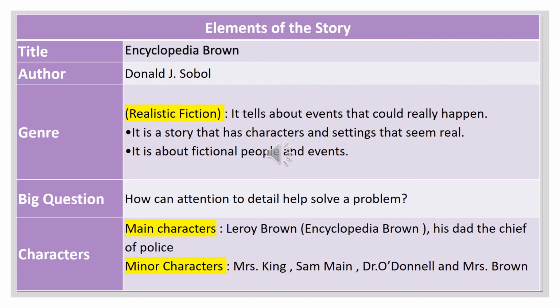Characters, main characters: Leroy Brown, Encyclopedia Brown, his dad, the chief of police. Minor characters, I have Mrs. King, who volunteers at the aquarium every Monday. Sam Main, the janitor, who was in charge of cleaning the exhibits. Dr. O'Donnell, he was an expert on reptiles and amphibians. And the last character is Mrs. Brown, the chief's wife.